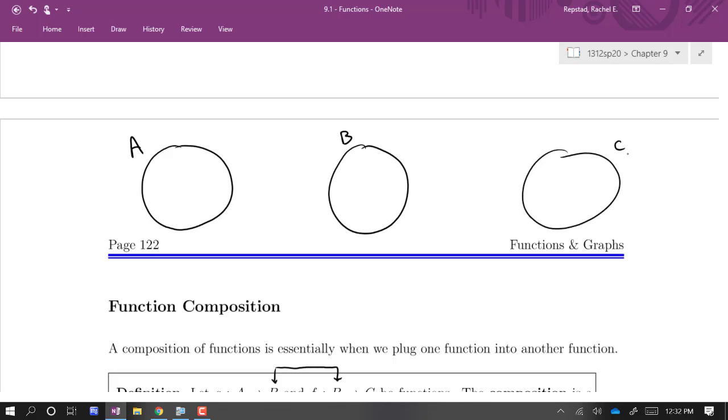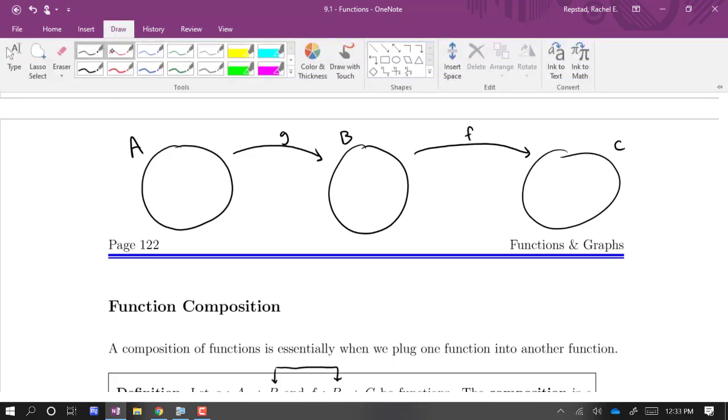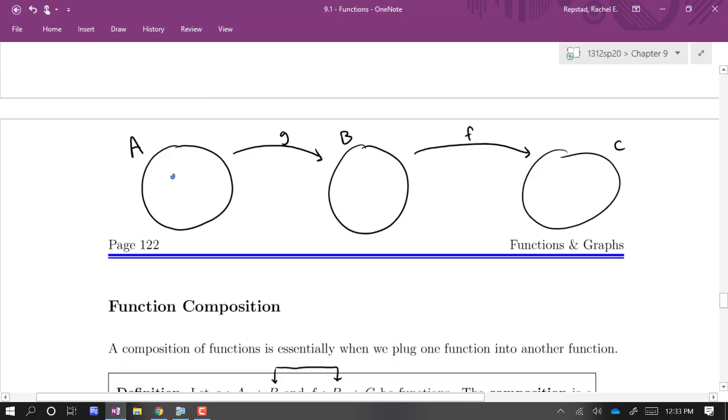They could be smaller, they could be subsets. So in this definition, they're telling us that G maps from A to B, and F maps from B to C. So if I take some element of A, then I can apply the G function to that, and it'll send me somewhere over here in the set B. So this is G of A.